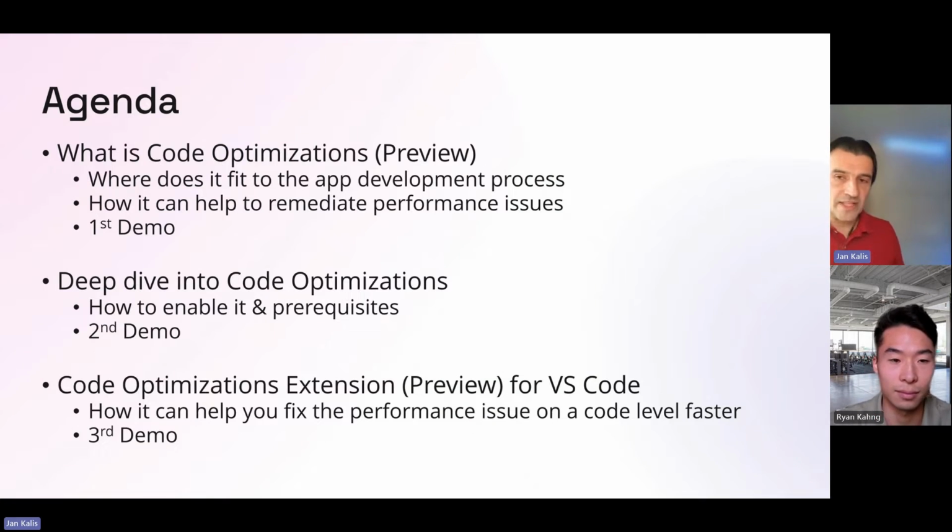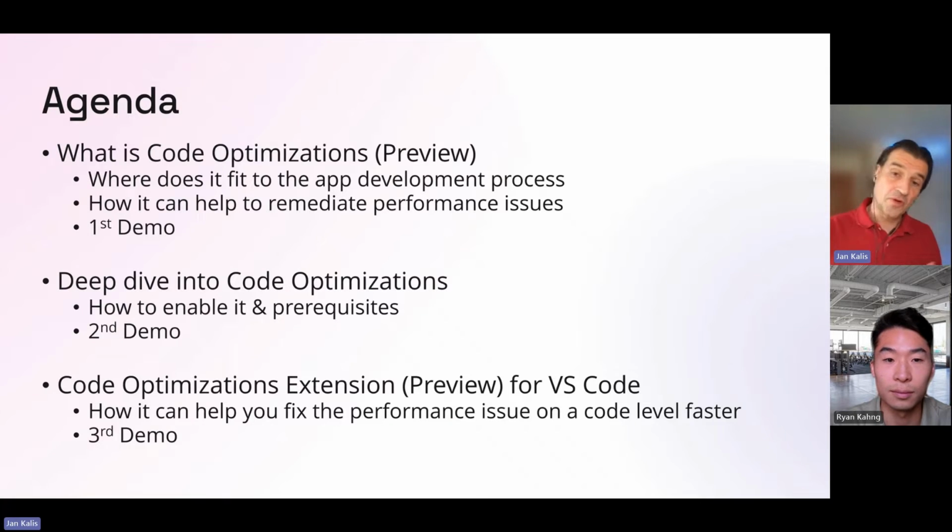So we have broken the agenda for today into 3 sections. In the first section, we'd like to talk to you about what is code optimizations, how it fits into your overall development cycle, and how it helps you remediate performance issues in .NET applications. And of course, we'll do many demos. This would be the first one.